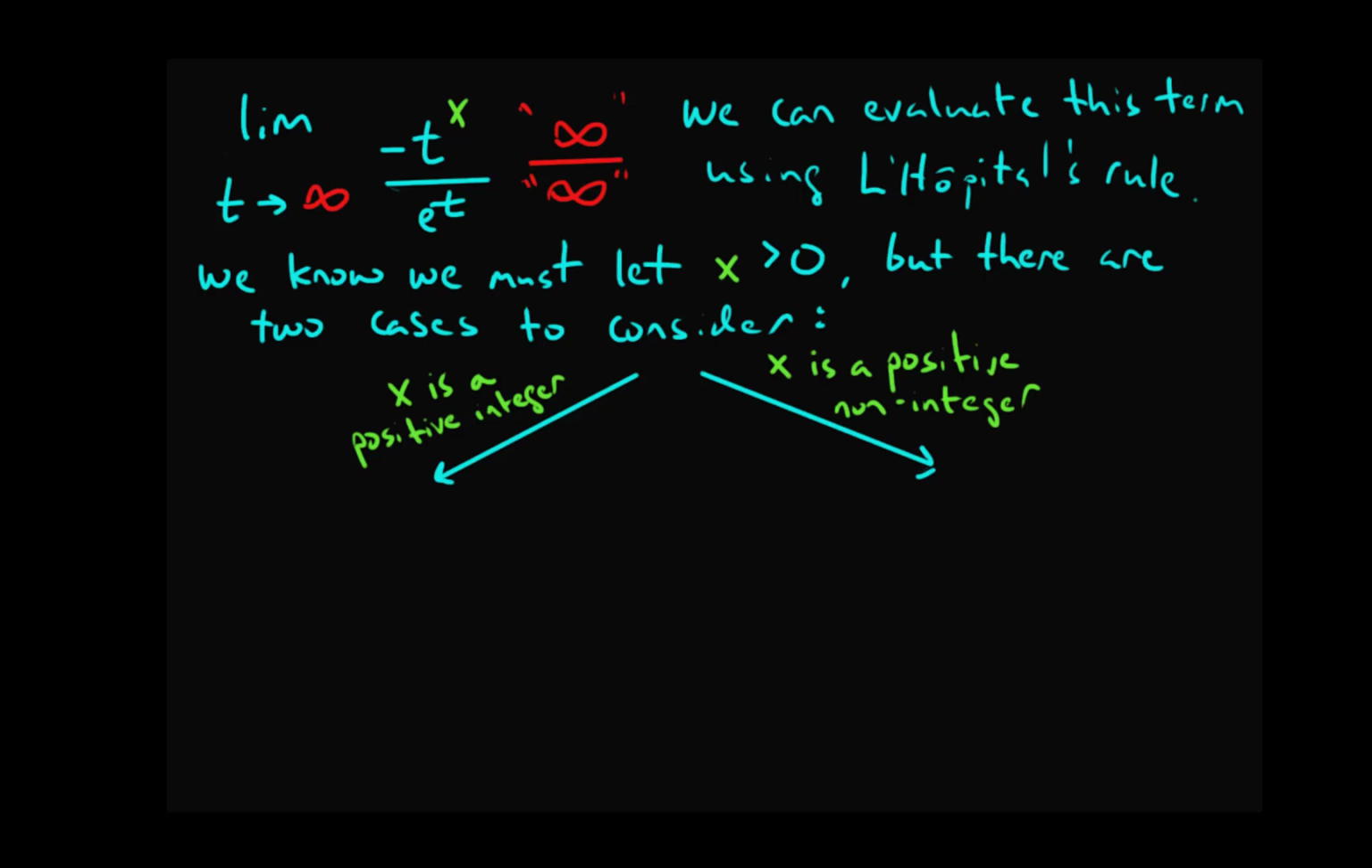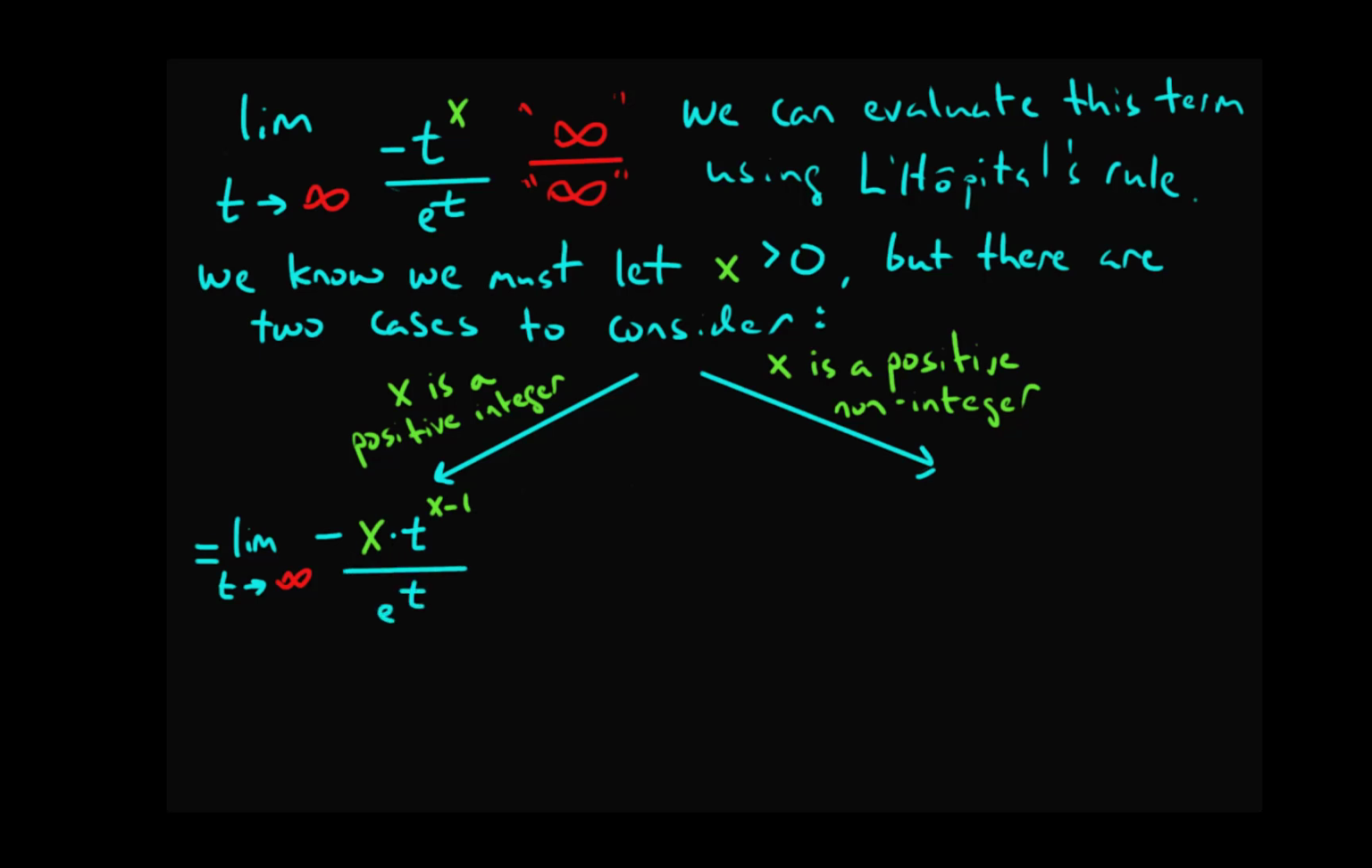So in this latter case, x could be a positive non-integer fraction like 2/3 or 9/7, or a positive irrational number like the square root of 3 or 2 pi. x will still be a positive number, but not an integer. So now let's apply L'Hopital's rule to the first scenario where x is a positive integer. And L'Hopital's rule tells us that if we successively differentiate the numerator and the denominator of this limit, eventually we discover the limit if it exists.